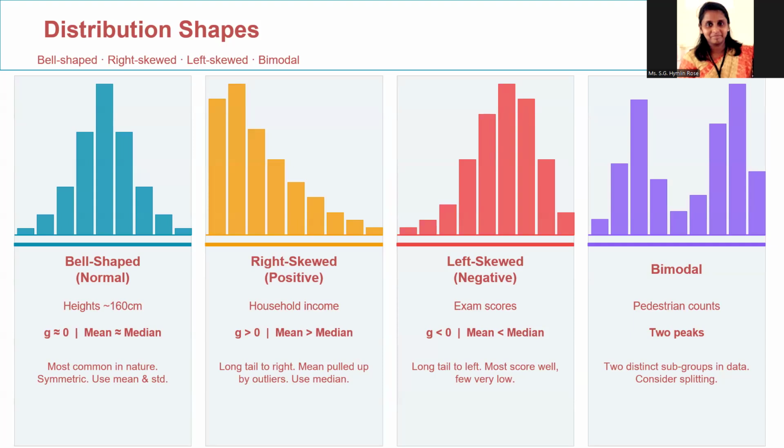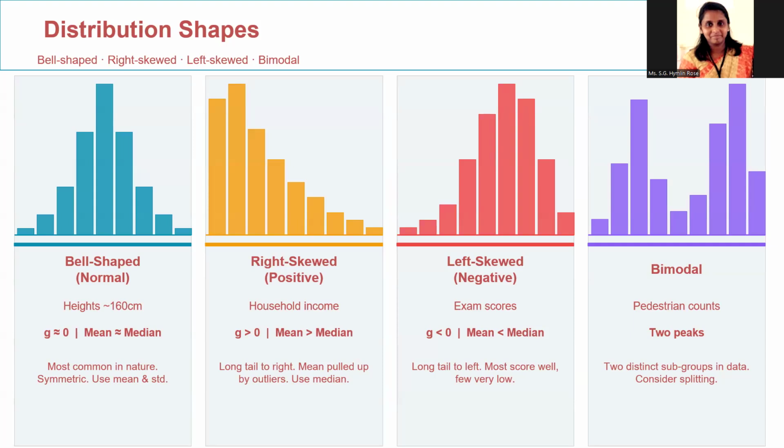So we can use statistical tools like z-score, standard deviation, and t-test whenever you are dealing with a normal distribution. The second one, let's take examples like household income, property prices, viral content shares, or wait times. All of these come under right skewed, or positive skew.